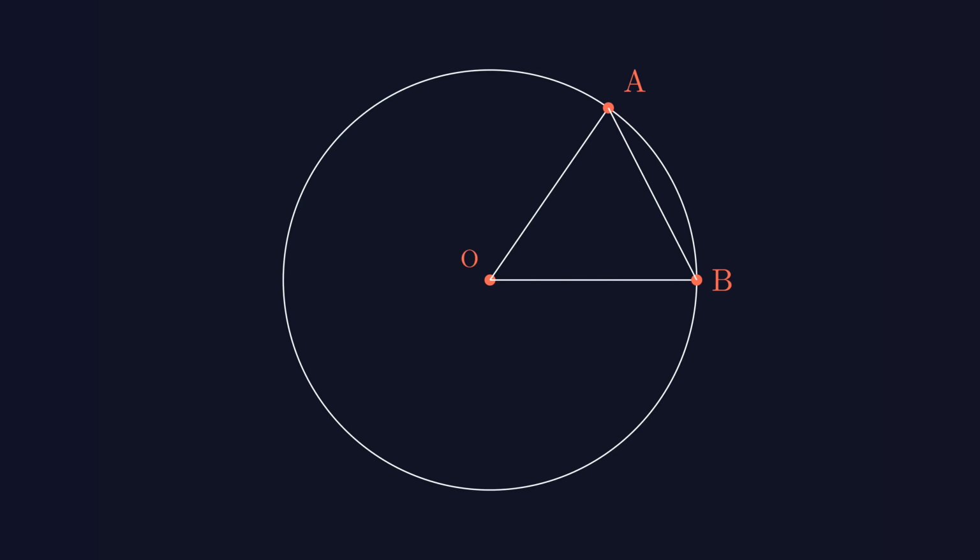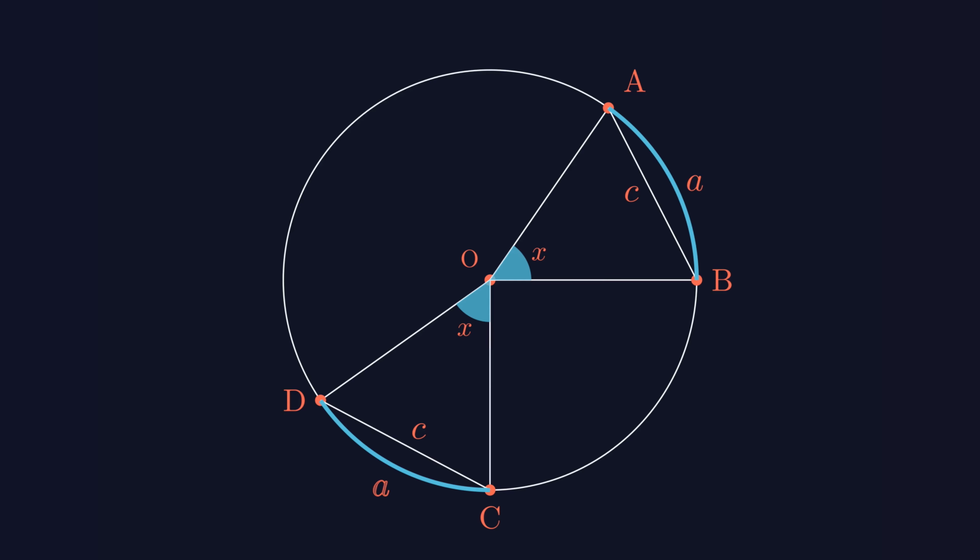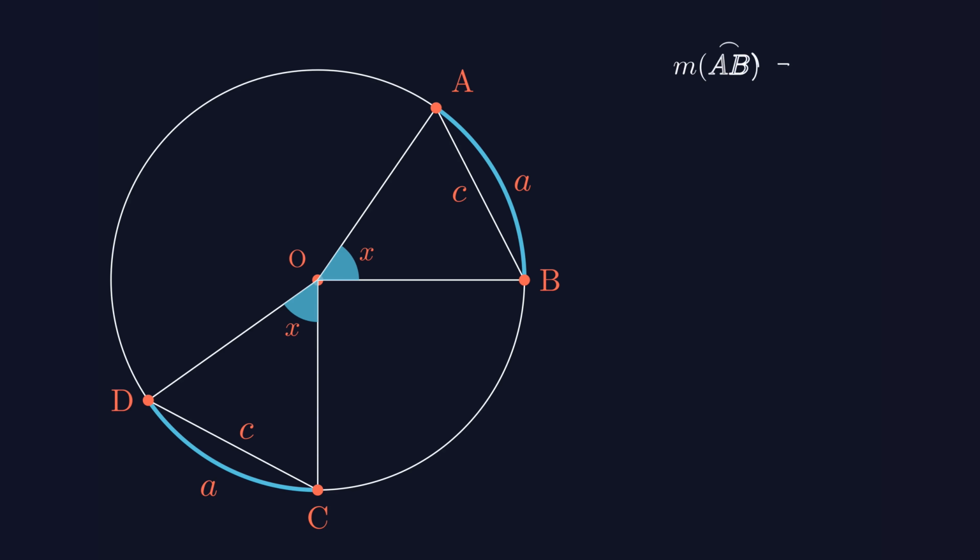Let's form a triangle using the center and call the central angle x. Let's assign the chord AB a length c and the arc AB a value a. If we form another triangle below with the same central angle x, we'll find that the arc and chord lengths are identical to the first triangle.